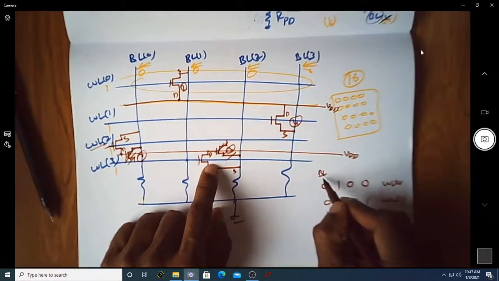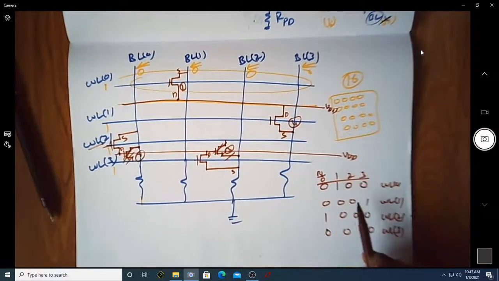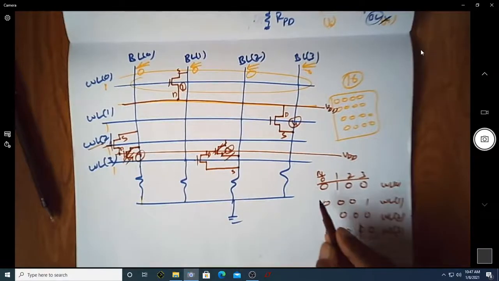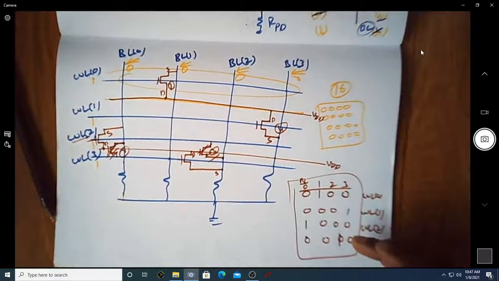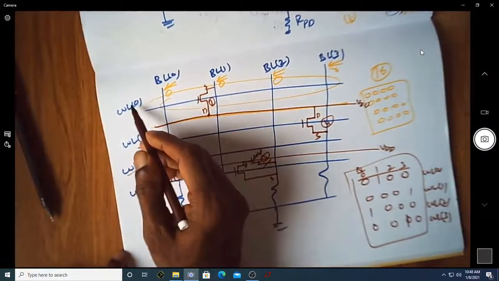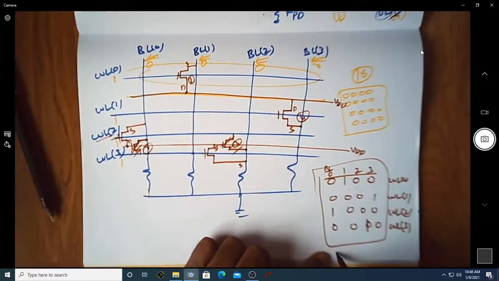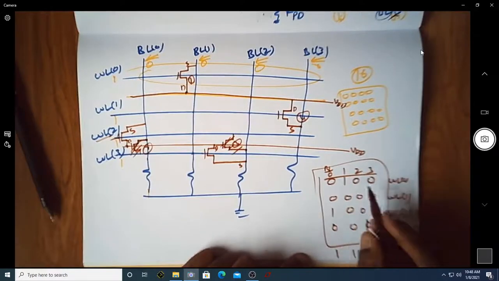So this is bit line 0, bit line 1, bit line 2, bit line 3. So out of 16 bits, the value stored in the different bits is 0 1 0 0 0 0 0 1 1 0 0 and this. So this is the value stored in the different 16 bits. Now it is put in an array form so that you can easily read the value of all these bits. Suppose you make all the word lines 1, then what you'll be reading from your bit lines would be 1111.